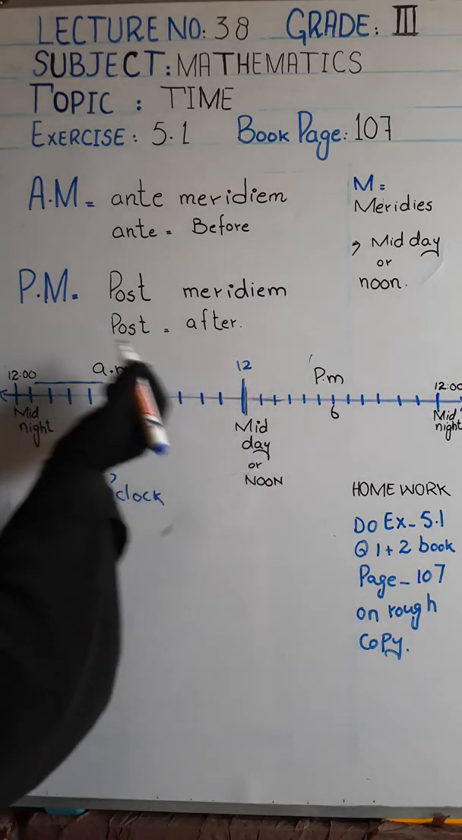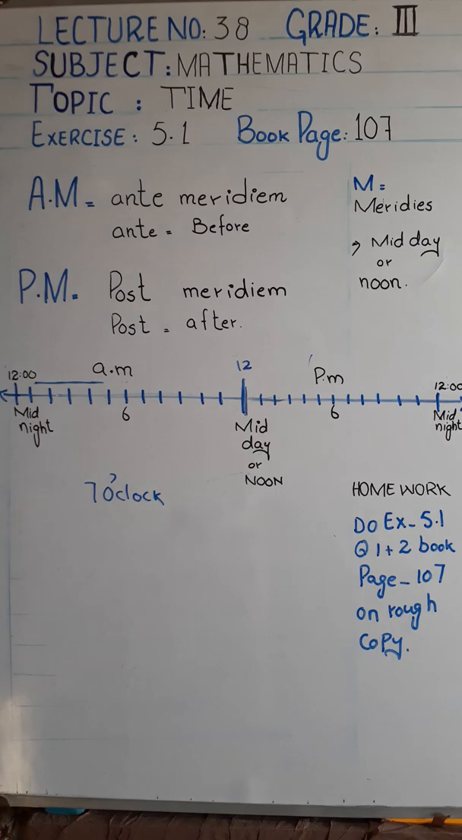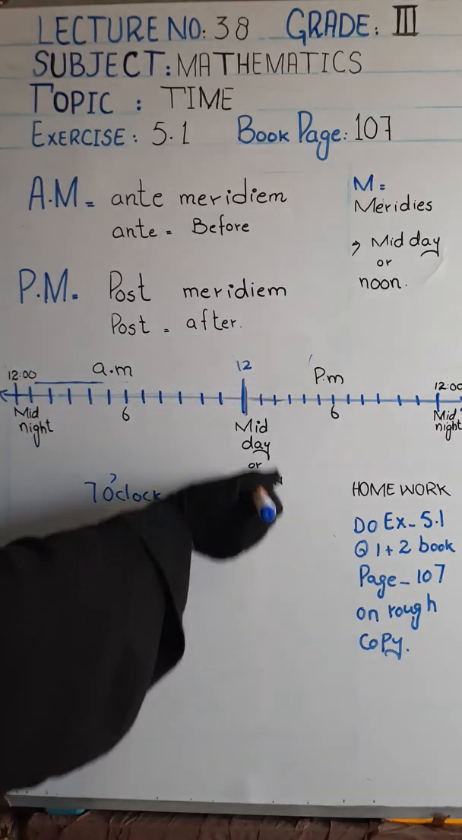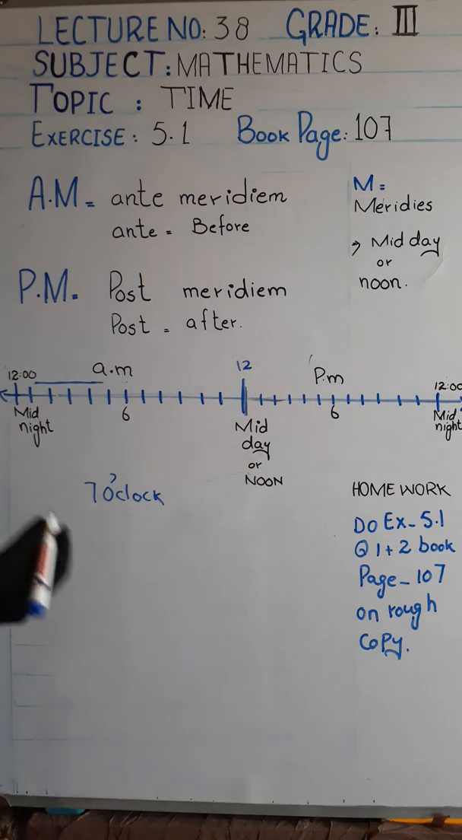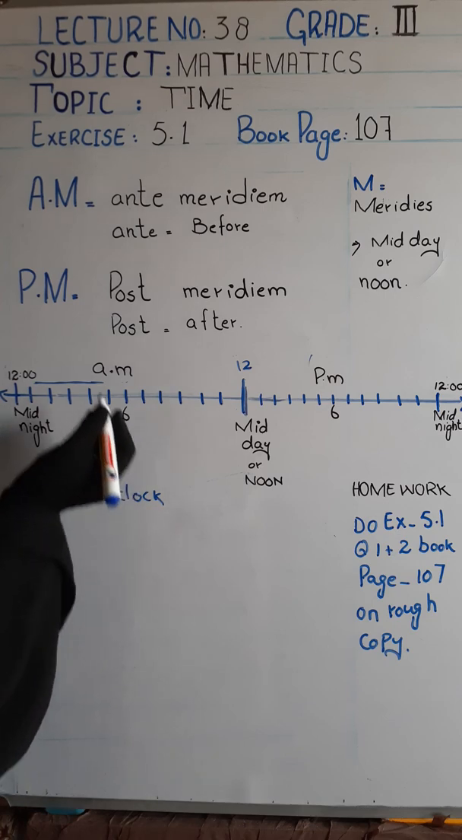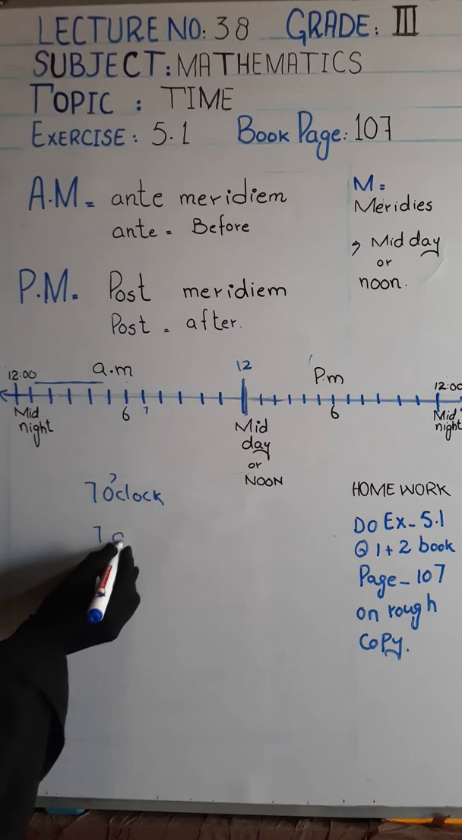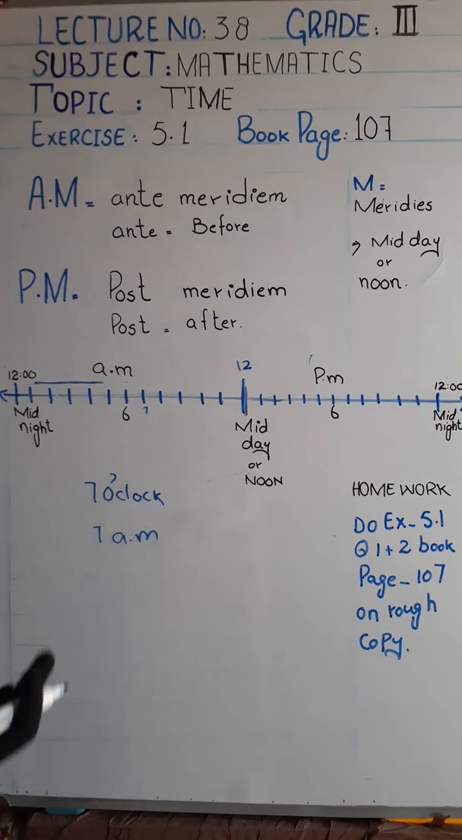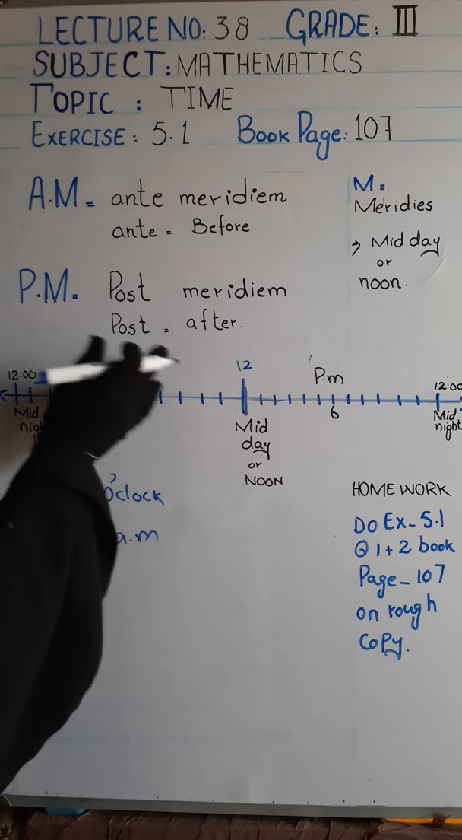So before midday we consider AM, and after midday we consider PM. Clear? Now it's clear that if anyone woke up at 7 o'clock, it means 7 o'clock in the morning. So 7 a.m.: you get up, you take your breakfast, you go to school. All these activities are in this time, a.m.